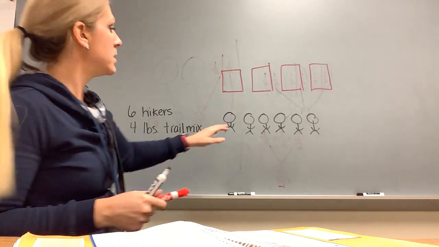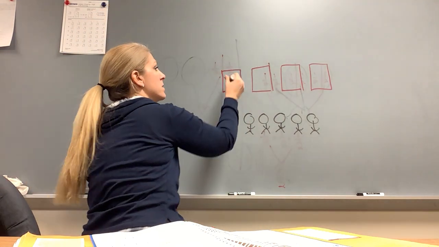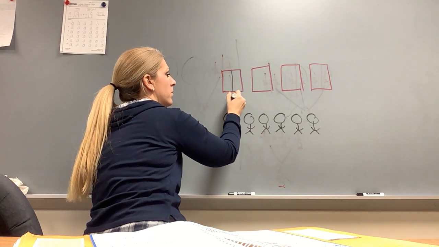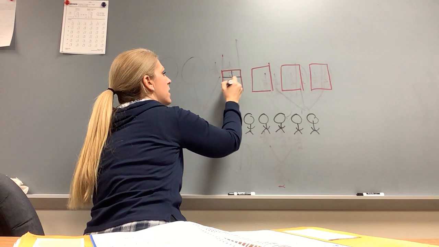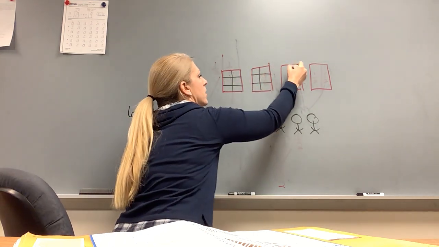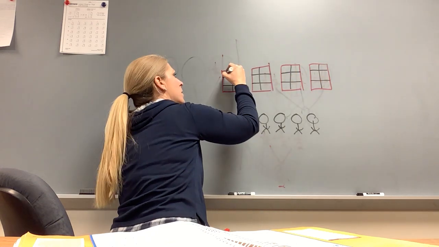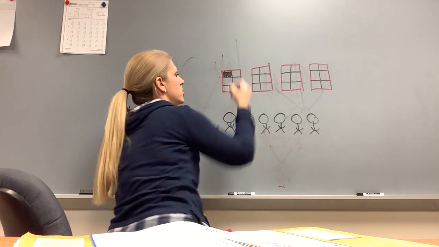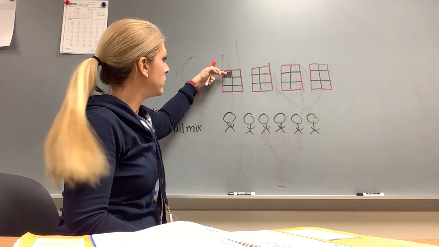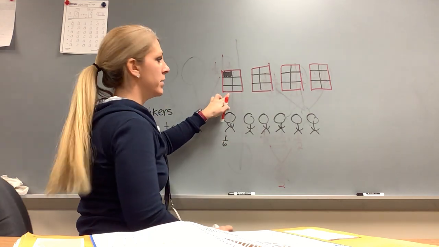First of all, I see 6 hikers. So if each hiker got 1/6 of the bag, if I break it into halves, I know 3 plus 3 is 6. So if I break this into 6 even squares, I could give each hiker one of those squares, right? If I'm giving this one to the first hiker, what fraction would we call that? We've shaded 1 out of 6. So he gets 1/6 of this first one.